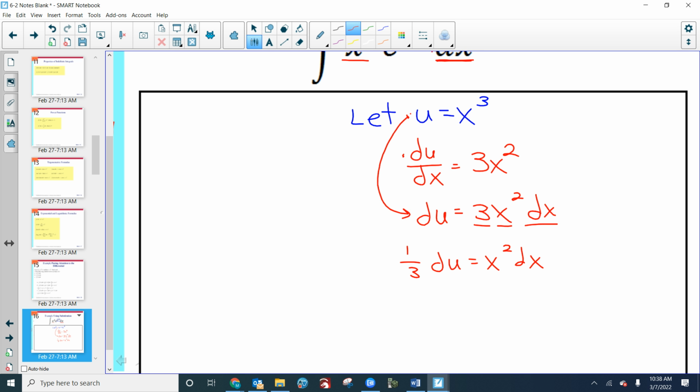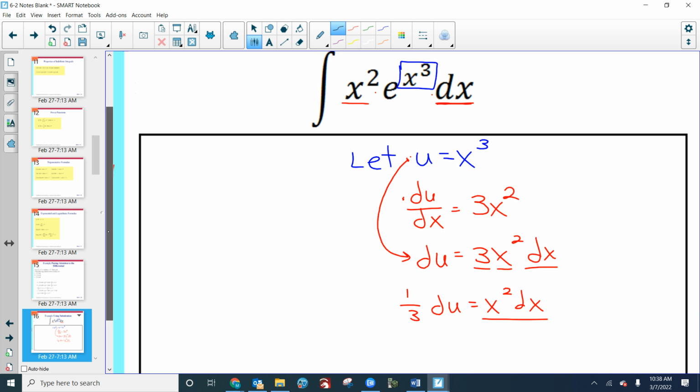Again, this is a substitution process. I have to make it look exactly like what's up above. I have an x squared dx up there. Please pause. Do you have any questions so far? Are you okay? All right, let's go to the actual substitution.